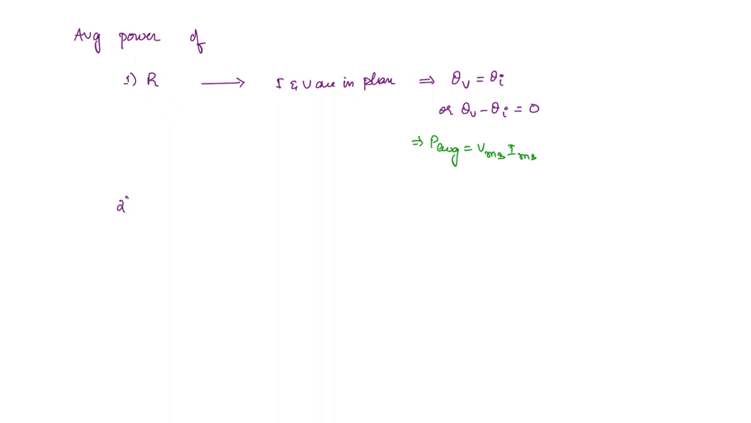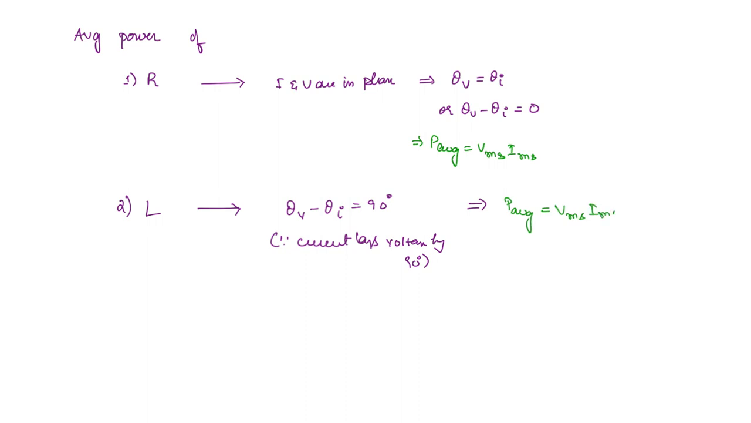What about if we consider an inductor L? Here what is going to happen? The current will lag the voltage by 90 degrees. So theta V minus theta I is equal to 90 degrees, since current lags voltage by 90 degrees. So the P average you are going to get is V RMS into I RMS into cos 90 degrees, which is 0. So the average power that is consumed by the inductor is 0.